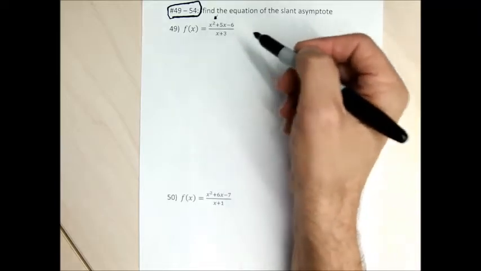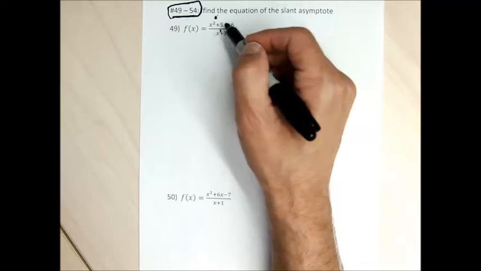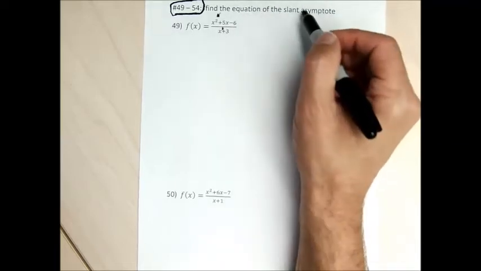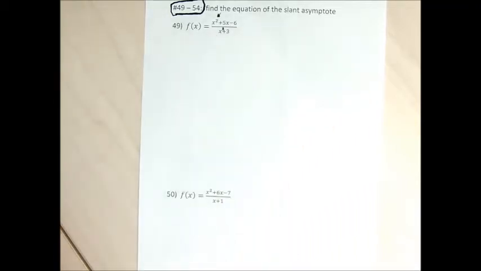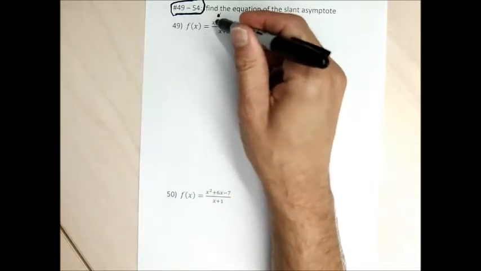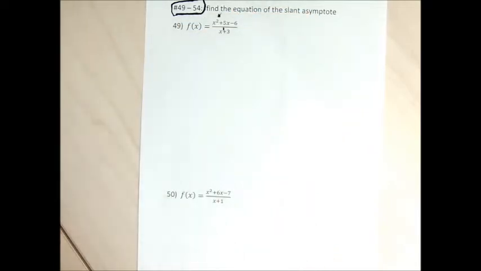There's only one x term in the denominator. It has an implied exponent of 1. And anytime the highest exponent in the numerator is bigger than the highest exponent in the denominator, that's when you get a slant asymptote. And if there's only a separation of 1 between the highest exponent in the numerator and the highest exponent in the denominator, then the slant asymptote is a line, and that's the only kind of slant asymptotes we're going to cover.